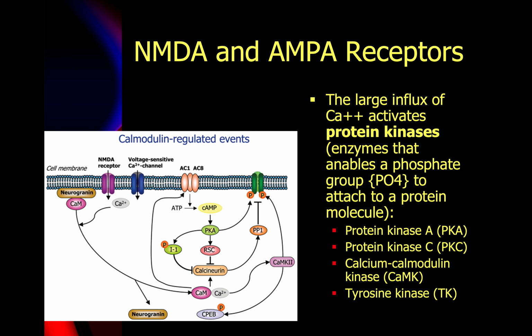The large influx of calcium activates protein kinases, enzymes that enable a phosphate group, PO4, to attach to a protein molecule. These include protein kinase A, PKA; protein kinase C, PKC; calcium calmodulin kinase, CaMK; and tyrosine kinase, TK.